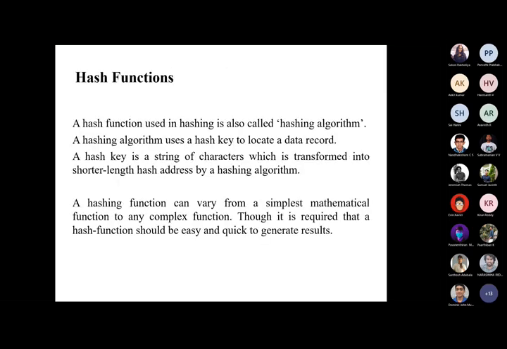So what do you mean by a hash function? A hash function is used in hashing, and is also called a hashing algorithm. It uses a hash key to locate a data record. Generally, a hash key is a string of characters which is transformed to a shorter length hash address by a hashing algorithm.